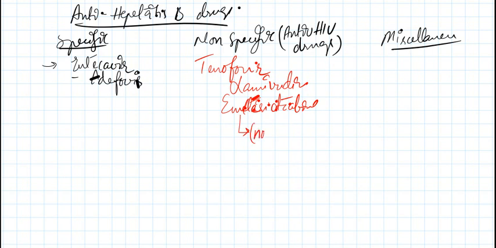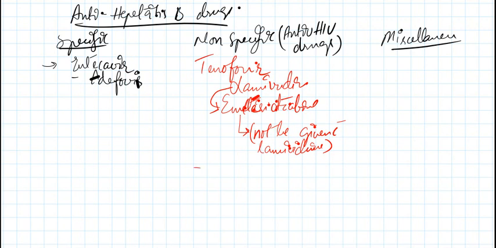Emtricitabine should not be given with lamivudine. Why? Because emtricitabine is nothing but a derivative of lamivudine itself. Then why would you give it with lamivudine? There is no meaning in it. So that is the indication that you should remember here.